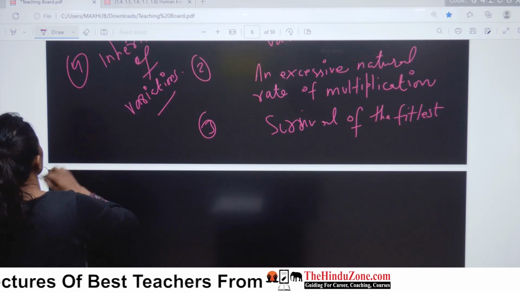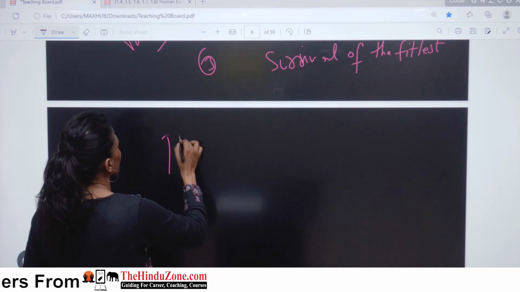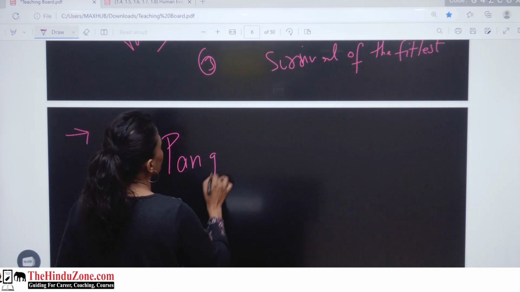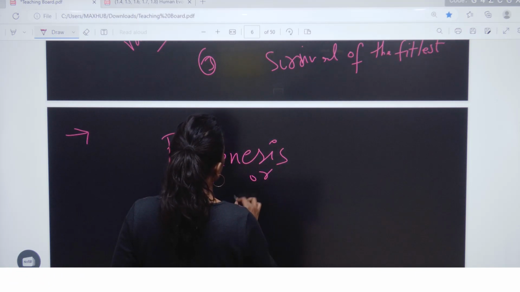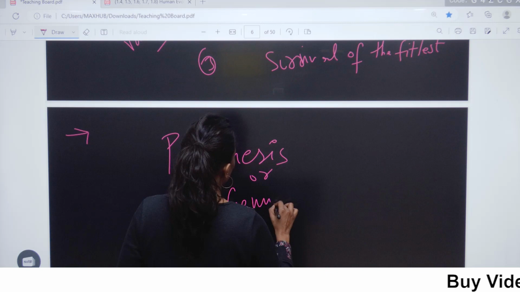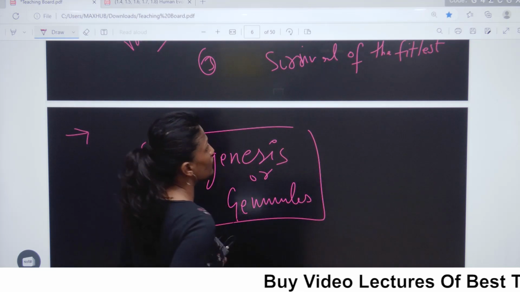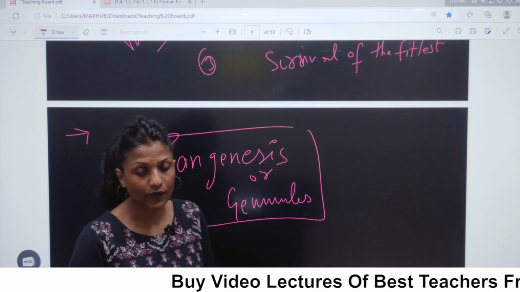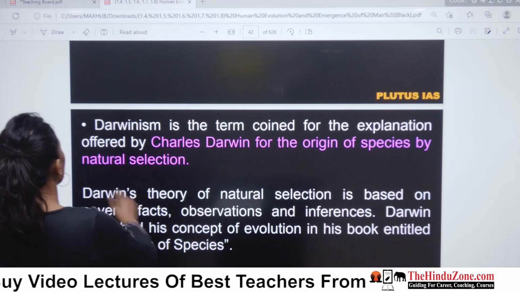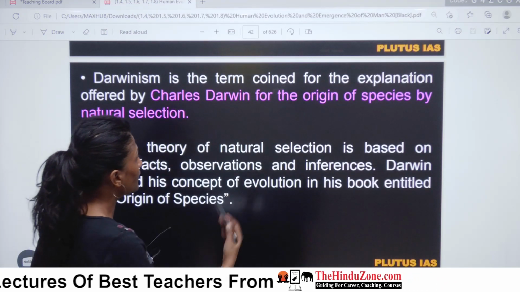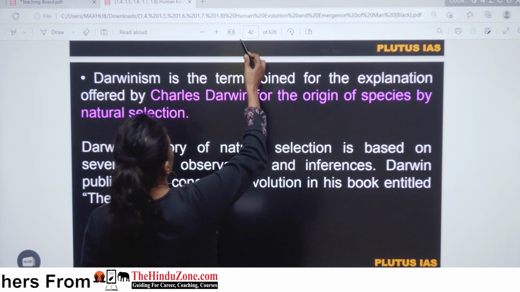One important hypothesis also given by Charles Darwin is about pangenesis or gemmules. So this is again an important theory which was given by Charles Darwin. Okay, so let's discuss again about this theory. Charles Darwin has given that very important work of natural selection.